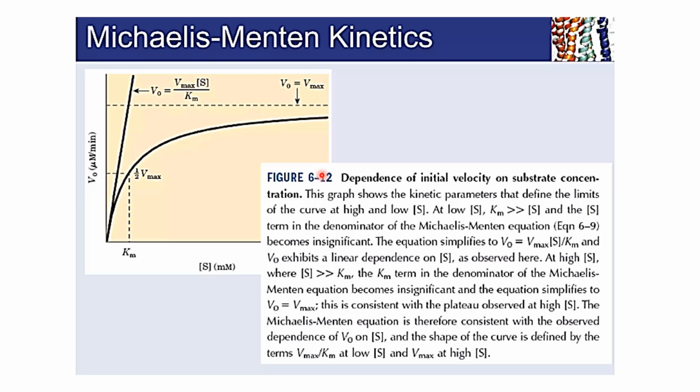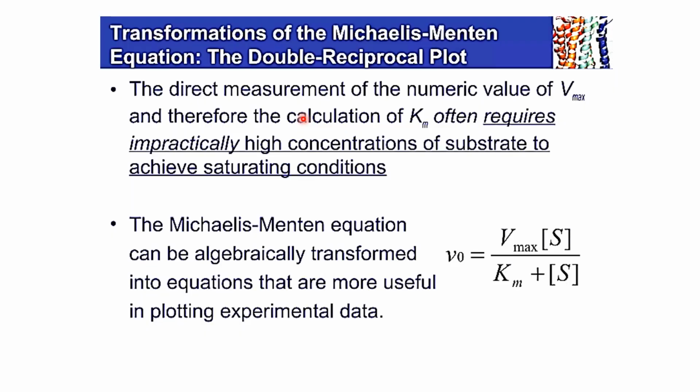Okay, so the Michaelis-Menten equation is therefore consistent with the observed dependence of initial velocity on substrate, and the shape of the curve is defined by the terms Vmax by Km at low substrate concentration and Vmax at higher substrate concentration.